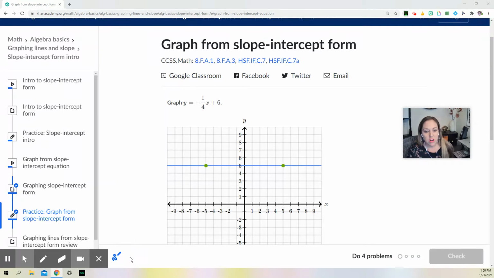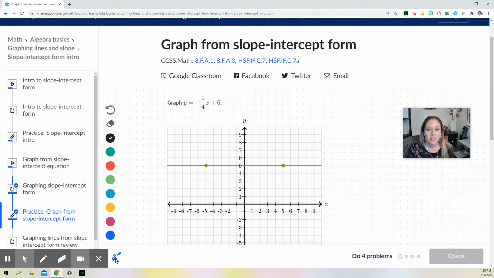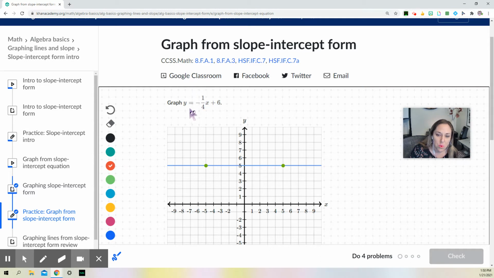When you're on Khan Academy, there's this little button down here. It looks like a pen with a squiggly mark. If you click on that, you are able to draw and write on this screen. So I'm doing that right now, and I just wanted to point out, we have our slope-intercept form here, and the number in front of the x, the coefficient on the x, is the slope. So I know that my slope, my m, is equal to -1/4.